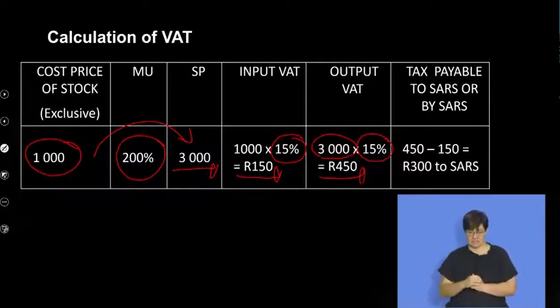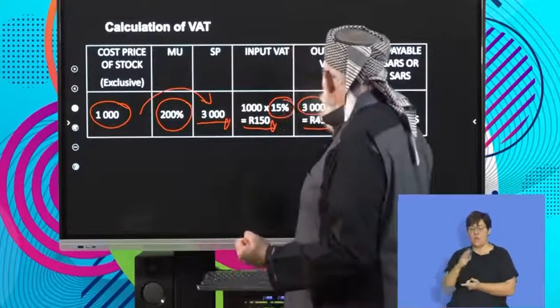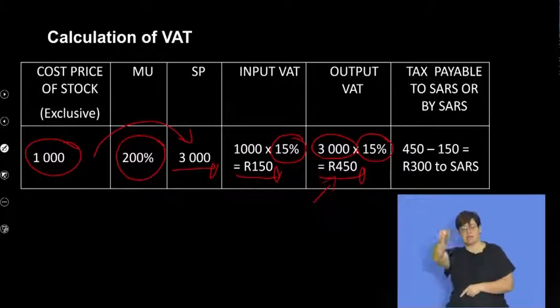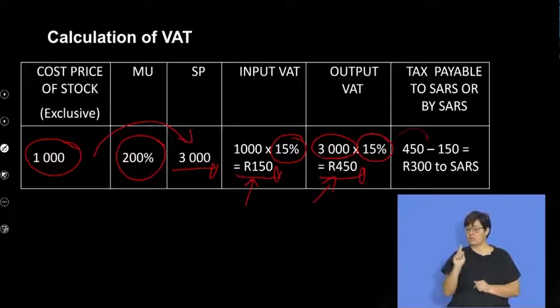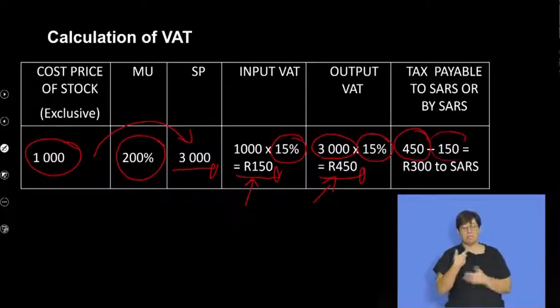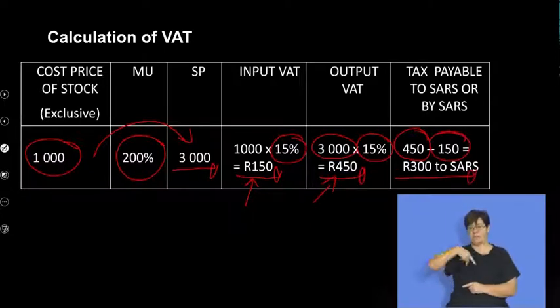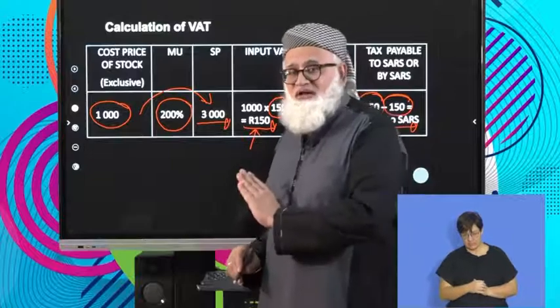So, on the 1,000 Rand, on that amount there, you've paid VAT of 150 Rand. But then you took those goods, you marked it up, you sold it at 3,000 Rand, and you collected VAT from your consumer, from the end user at 450. So clearly you can see what amount you've collected, 450 from the consumer or the end user, you subtract the amount that you have paid, and that's the amount that's due to SARS. Please make sure you understand what I've done here.